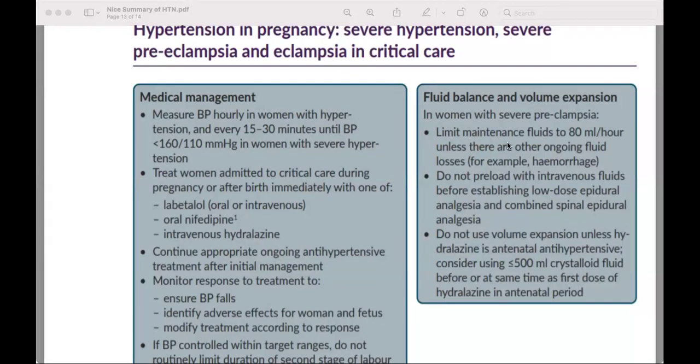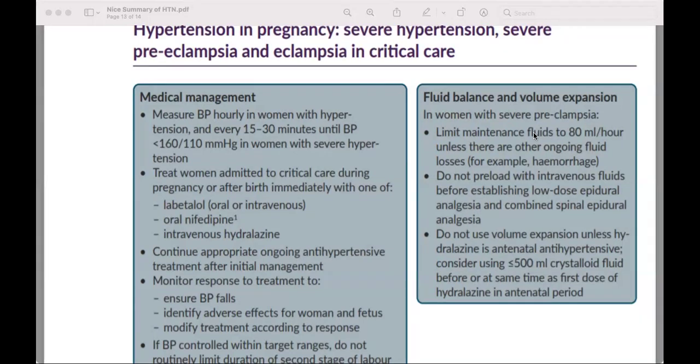So limit maintenance fluids to 80 ml per hour. Before that, we used to find it in some resources as 85. So it's fine. If you solve a question and you find 85, it's still okay. But in the guideline recently, it was written as 80. Unless there is other ongoing fluid loss, for example, hemorrhage. So only in the case of hemorrhage, I can increase the rate.